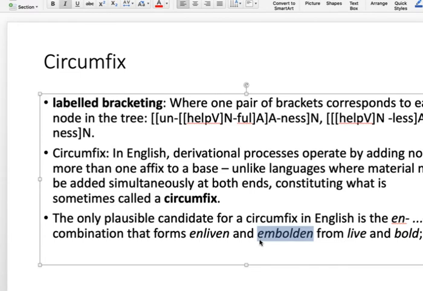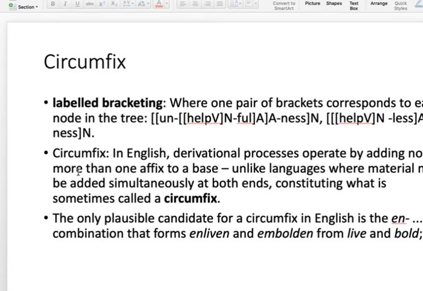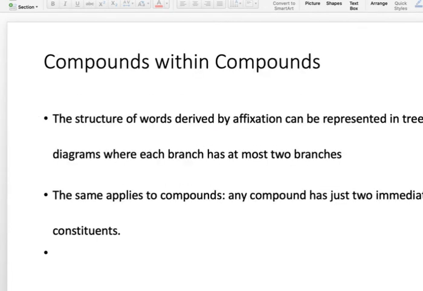So these words have been taken from live and bold. You do not have bolden, you do not have embold, rather you have bold or embolden. That's why this is called an example of circumfix. With this we finished circumfix, and now the next topic I will just simply be able to introduce because we don't have enough time, and I know you will be preparing for your final exam, so I don't want to enhance your syllabus a lot.